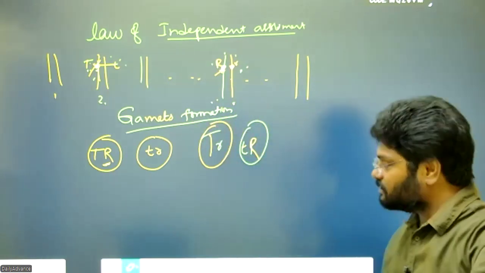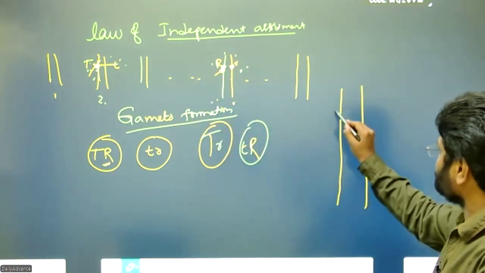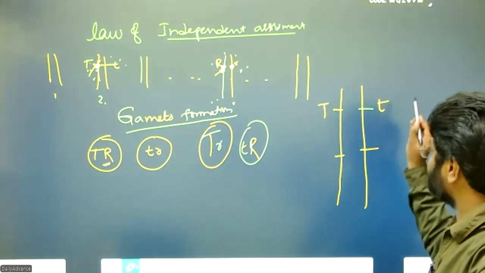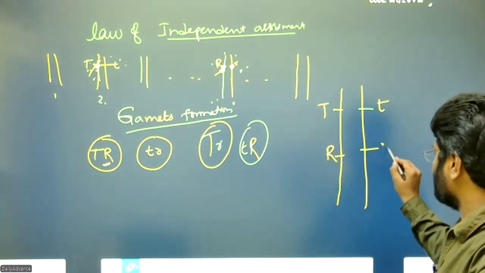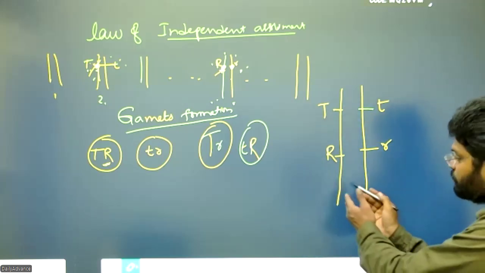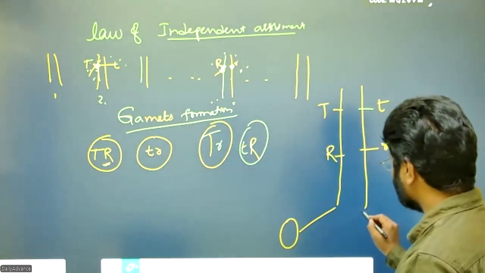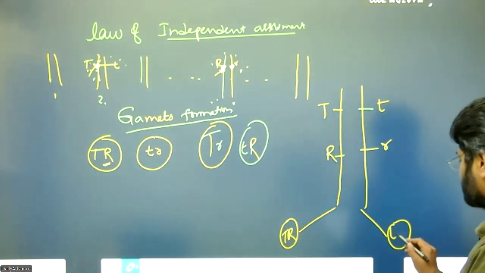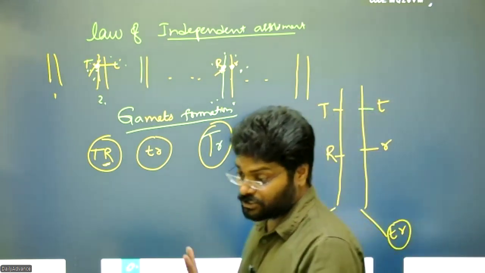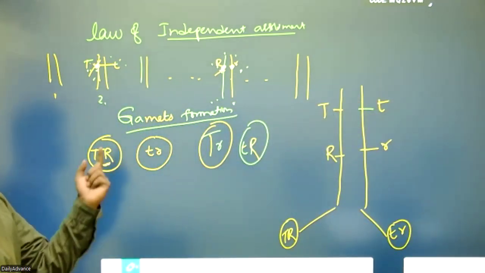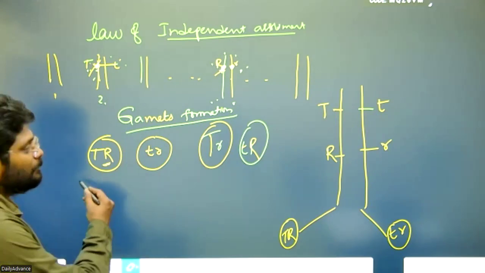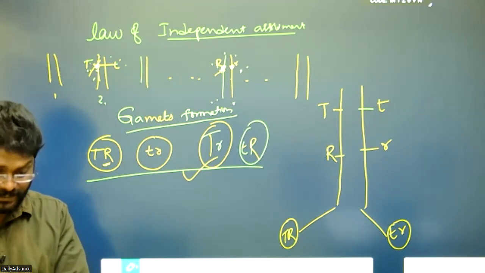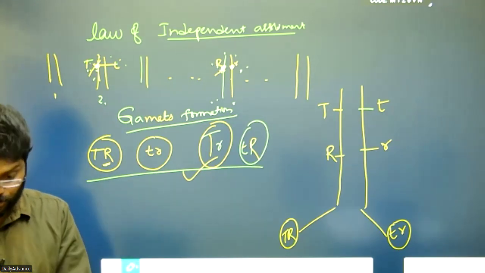Dependent means this diagram: in the same chromosome, capital T, small t is there, and capital R, small r is there on the same chromosome. So if one chromosome goes to one gamete and another chromosome goes to another gamete, then capital T, capital R, small t, small r. How many gametes are possible? Only two. Because of independent assortment, the number of gametes is 4. Understand?